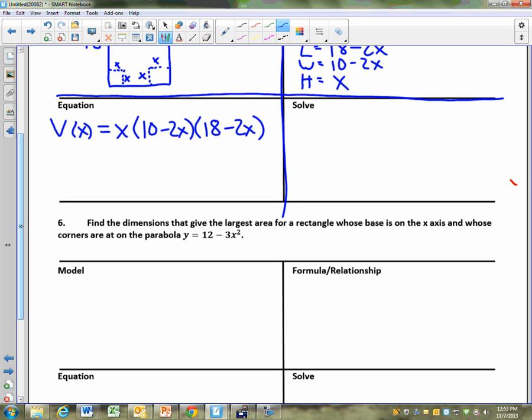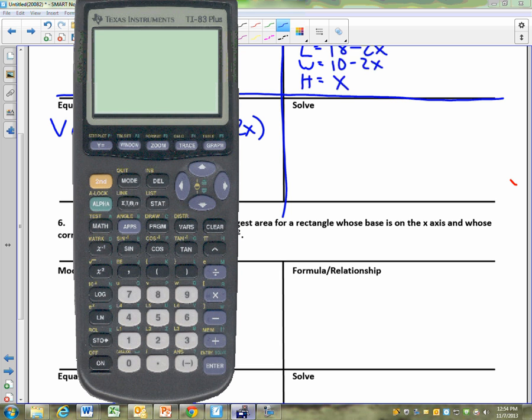Do you have a formula for finding the vertex of a cubic? No, in fact, we don't even talk about the vertex of a cubic. So we can't use our algebra. We've got to use our graphing calculator. And you may want to multiply this all out, but does your calculator make you multiply it all out? No, you just plug it in. So take out your calculator.